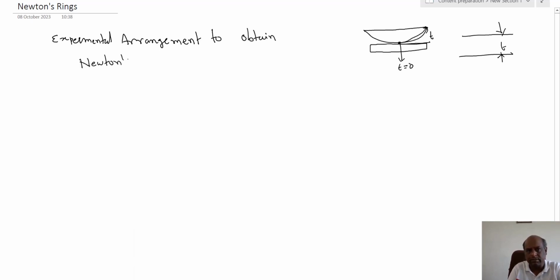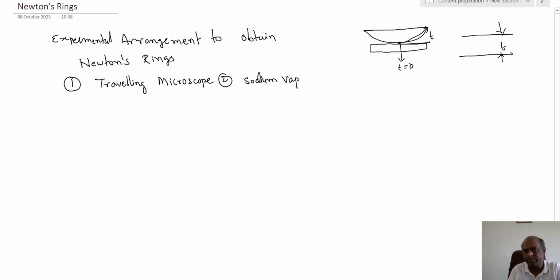So what are the apparatus required? To perform the Newton's rings experiment, the apparatus required: first one is a traveling microscope. Second one, a sodium vapor lamp, or we will call it a monochromatic source.